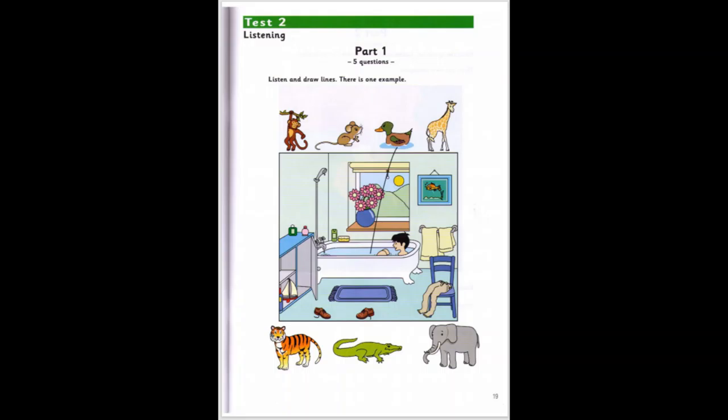Two. Put the giraffe in the cupboard. Where? In the cupboard. Put the giraffe there. Right.